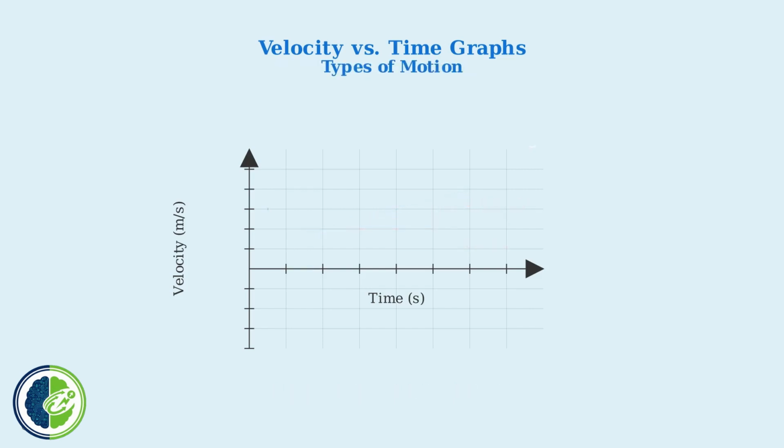Different line shapes tell us different stories about motion. A horizontal line indicates constant velocity, which means zero acceleration. The object is moving at a steady speed. A line sloping upward indicates positive acceleration. This means the velocity is increasing over time, like a car speeding up from a traffic light. A line sloping downward shows negative acceleration or deceleration. The velocity is decreasing over time, like a car braking to a stop.